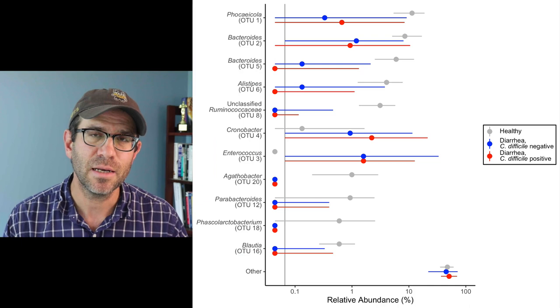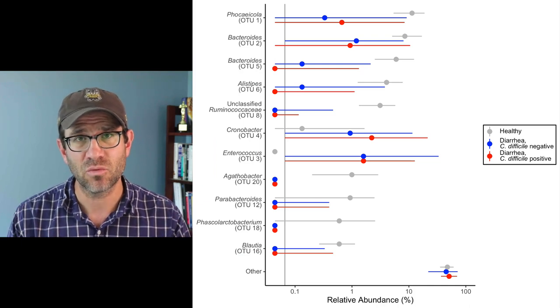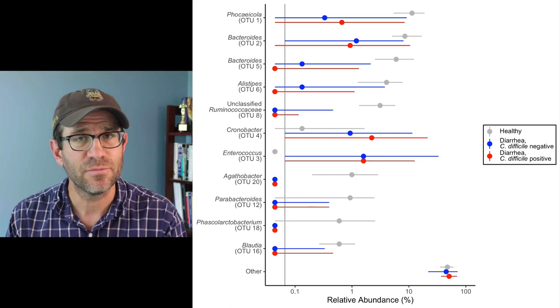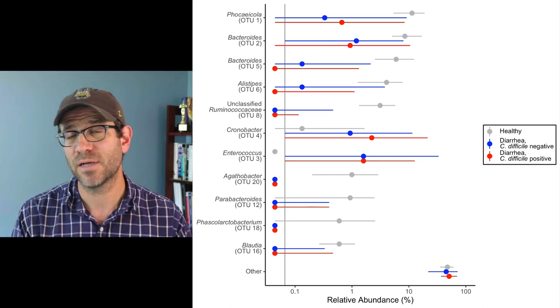Hey folks, I'm Pat Schloss. In recent episodes of Code Club, we've been building up a figure to display the differences in relative abundance of bacterial populations that are found in patients that have varying disease statuses. And these data are coming from a paper that my lab published a number of years ago looking for biomarkers associated with Clostridioides difficile infections, or C. diff infections, right? As you can see in this plot, healthy individuals are indicated by the gray points and lines. Those that have diarrhea but no C. difficile infection are blue, and those that have diarrhea and C. difficile are red.